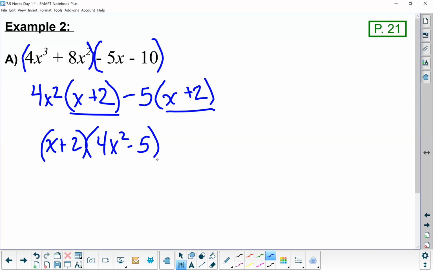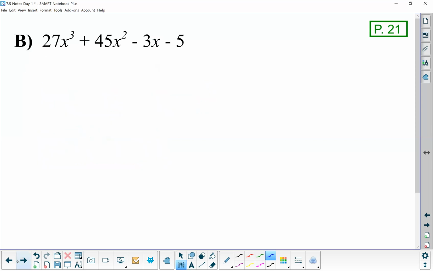The x plus 2 cannot be factored any further. 4x squared minus 5. Well, now here we have a difference of 2 values, and one of them is 4x squared. That is a perfect square. However, 5 is not. So we're not going to factor that any further. That's how we're going to leave it. Take a look at the next example.